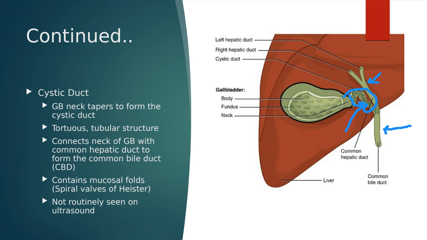The cystic duct in and of itself, if you look at that picture, has this really tortuous, spirally appearance to the duct. That's going to be the mucosal folds inside that pathway that we reference as spiral valves of Heister. Again, another registry question that they seem to love to ask every time.